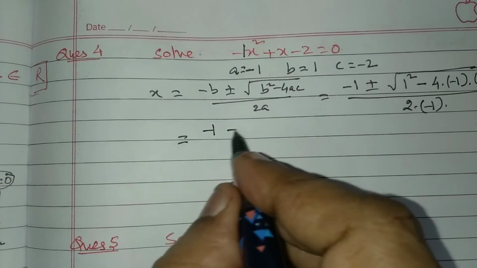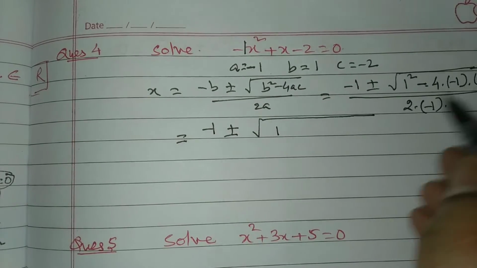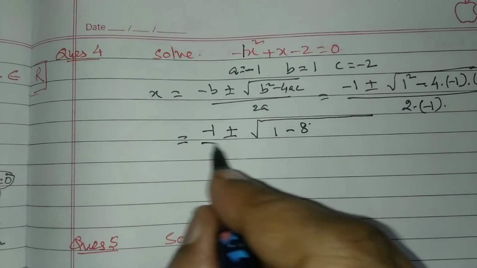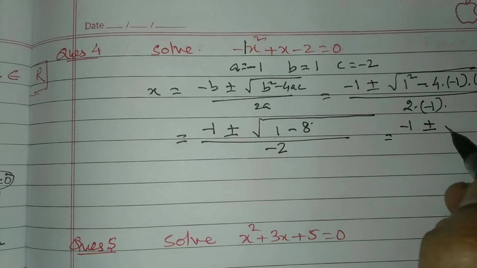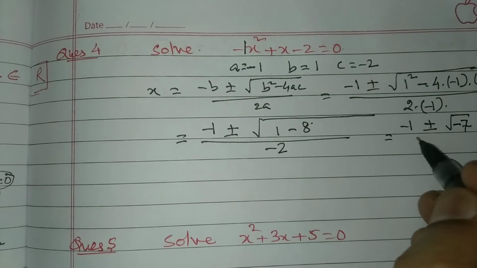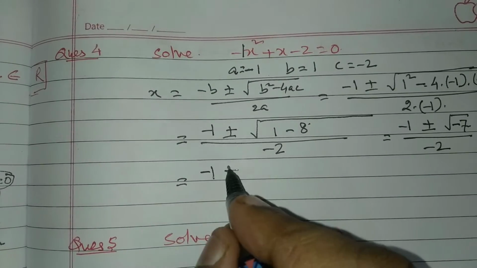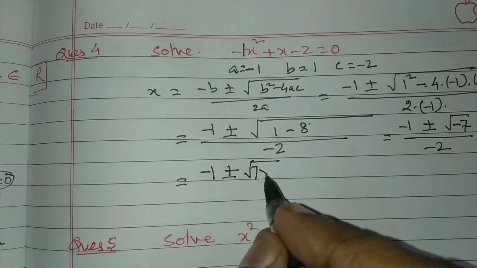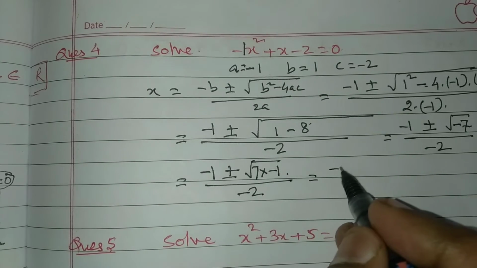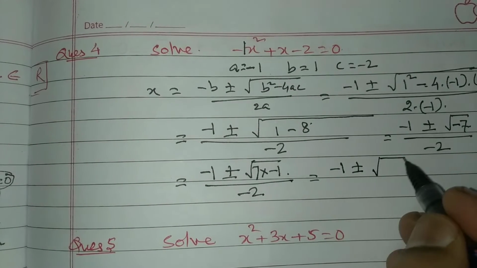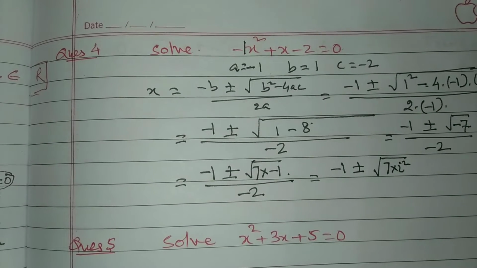So here, minus 1 plus minus root under 1, and minus times minus is plus, so 1 minus 8, divided by minus 2. So it is equal to minus 1 plus minus root under minus 7 divided by minus 2. We can write minus 7 as 7 into minus 1, and minus 1 is equal to i square.